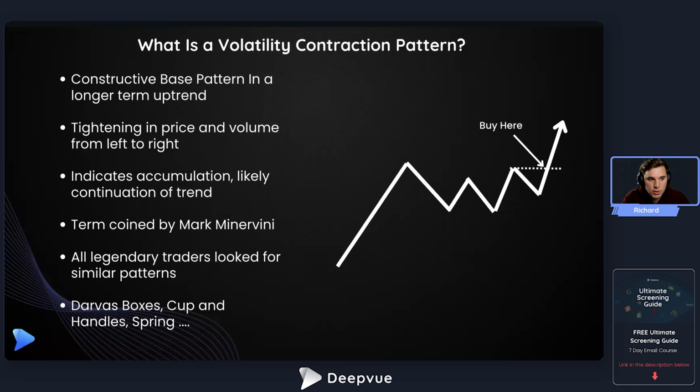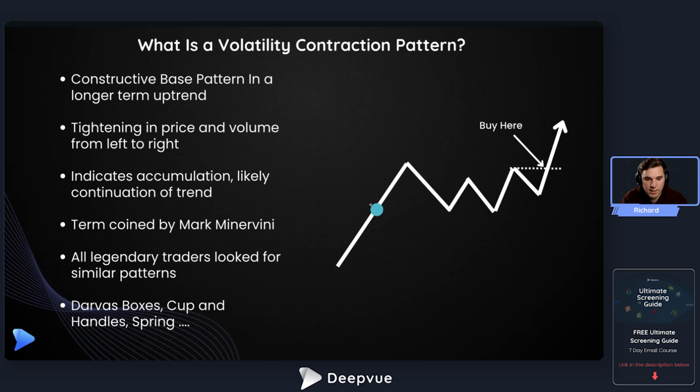The term itself was coined by Mark Minervini, but this pattern has pretty much been the bread and butter of all the legendary traders going back in history. That includes Darvas, William O'Neill, all these people pretty much looked for this exact same pattern, and each of them had their own methodologies and ways to describe it. But if you line up their strategies, they'd often be buying at almost the exact same point as the stock breaks through the line of least resistance and activates buy points. So as I mentioned, it's been called Darvas boxes, cup and handles, springs, coils, all this stuff. It's all kind of describing the same base pattern.